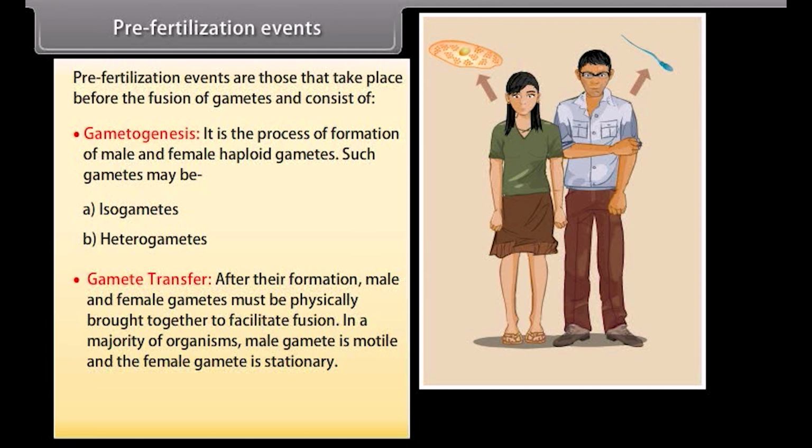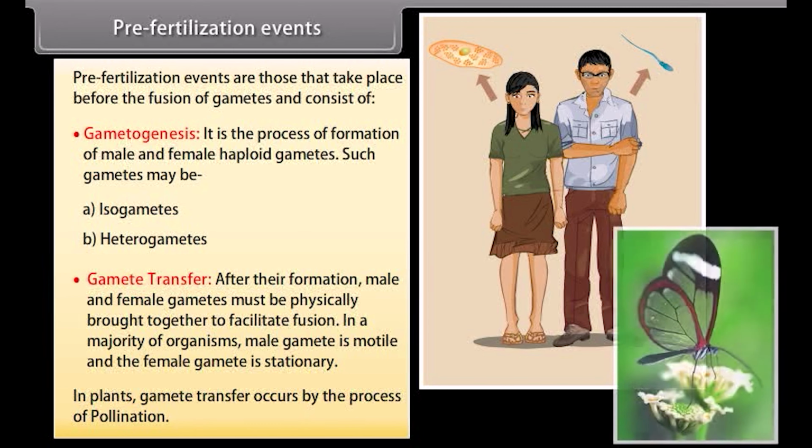In a majority of organisms, the male gamete is motile and the female gamete is stationary. In plants, gamete transfer occurs by the process of pollination.